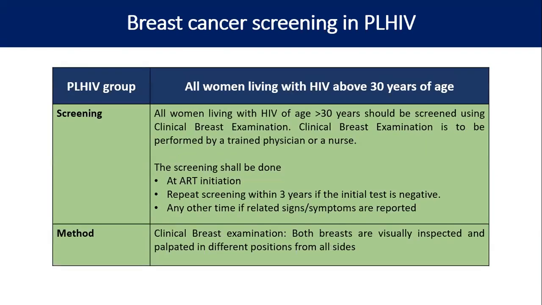All women living with HIV more than 30 years of age should be screened with clinical breast examination at ART initiation, and it is to be repeated within 3 years if the initial test is negative, or any other time if there are any signs and symptoms suspicious of breast cancer. And the method is clinical breast examination. Both the breasts are visually inspected and palpated in different positions from all the sides. And we need to teach the patient how to do that.